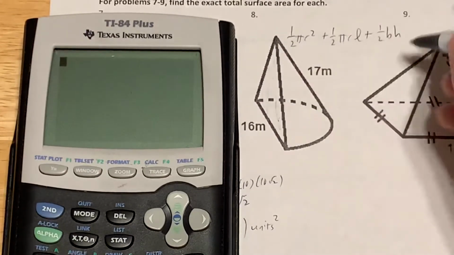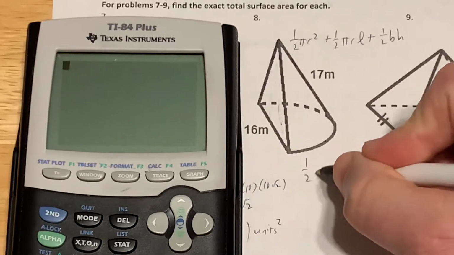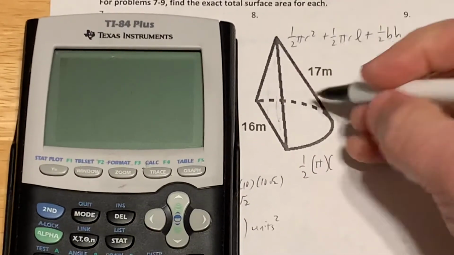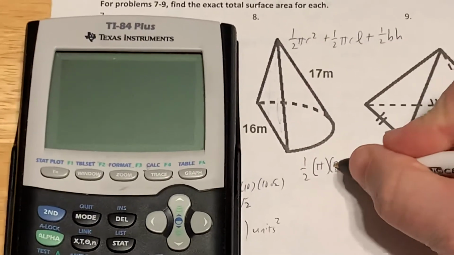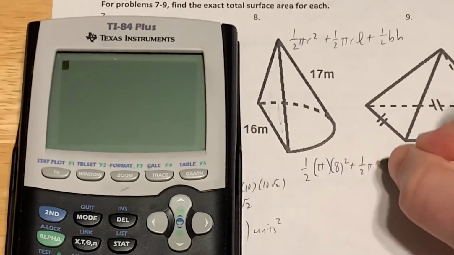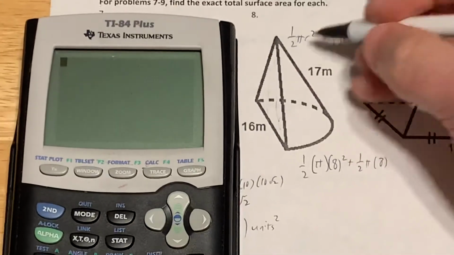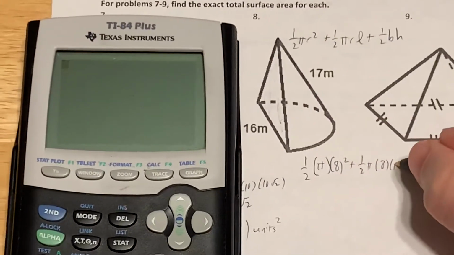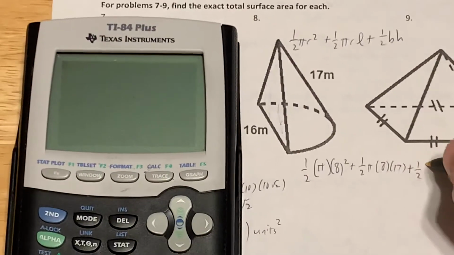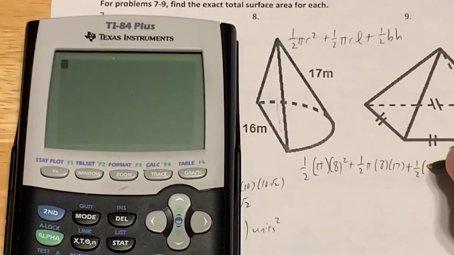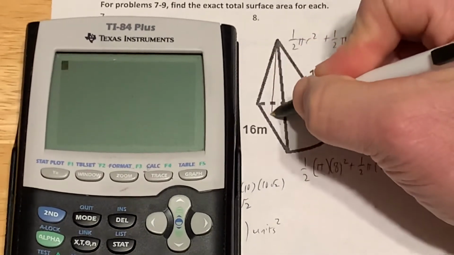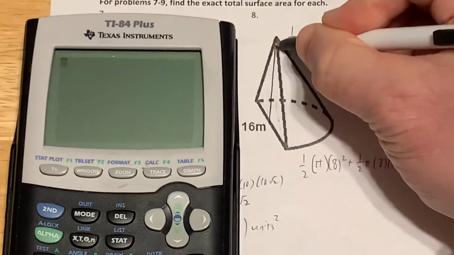Now, filling in what I know, the radius would be 8, and then half of pi times 8 again. The slant height is 17, and then half of the base, which is 16, times the height, which is going to take some effort.